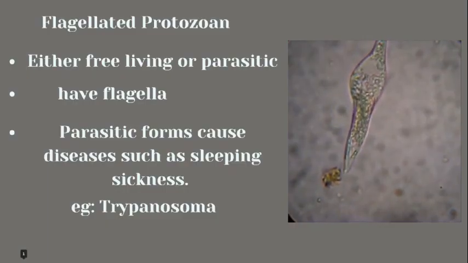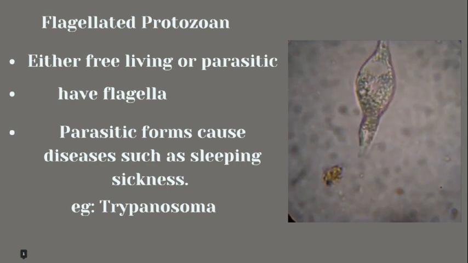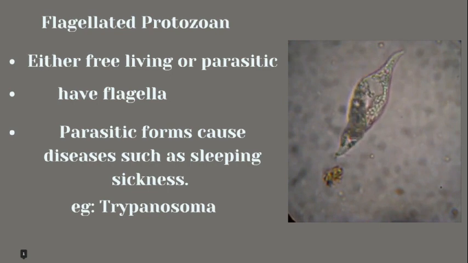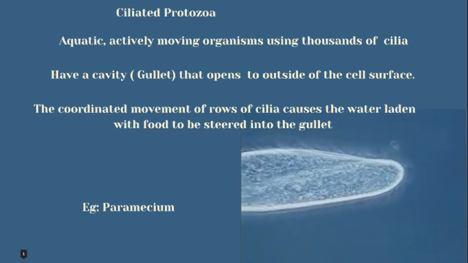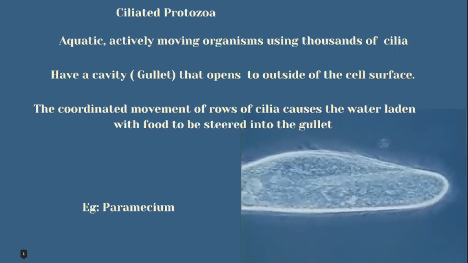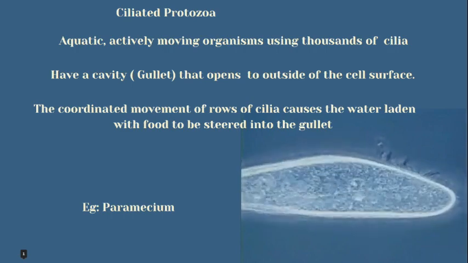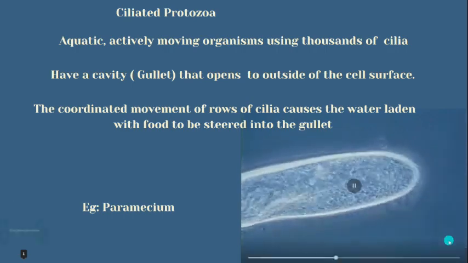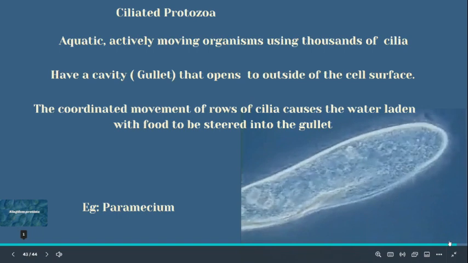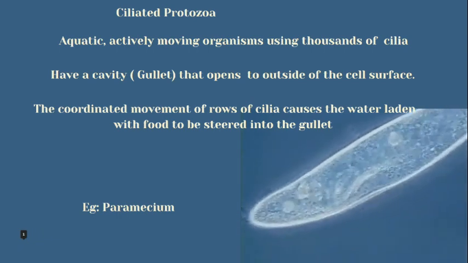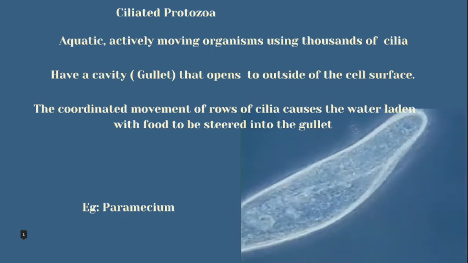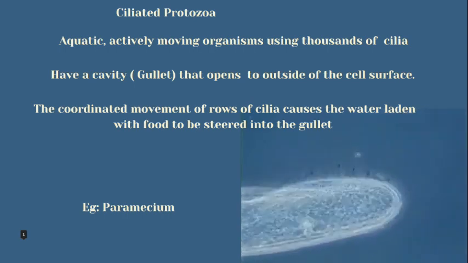Flagellated protozoans have flagella. They can be either free-living or parasitic. Parasitic forms cause diseases such as sleeping sickness, example, Trypanosoma. Whereas the ciliated ones move actively with the help of thousands of cilia, and here they have a cavity called gullet that opens to the outside of the cell surface. The coordinated movement of the rows of cilia causes the water laden with food to be steered into the gullet, example Paramecium.